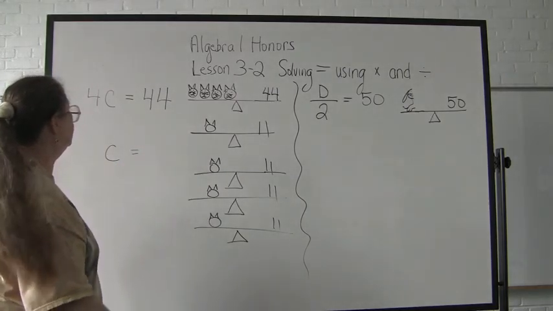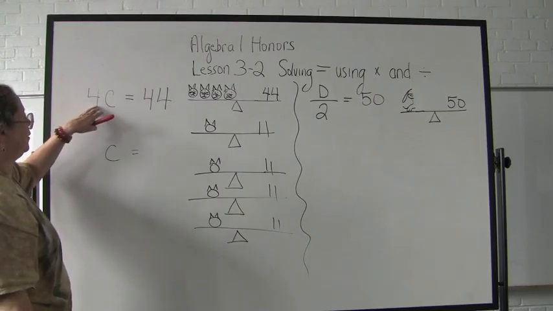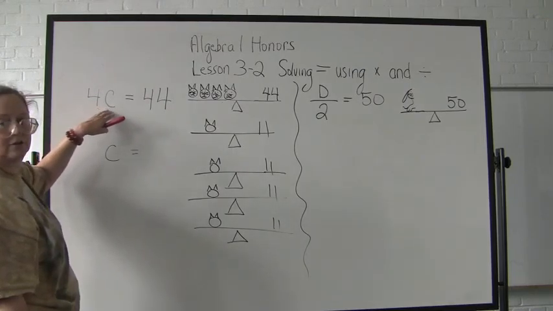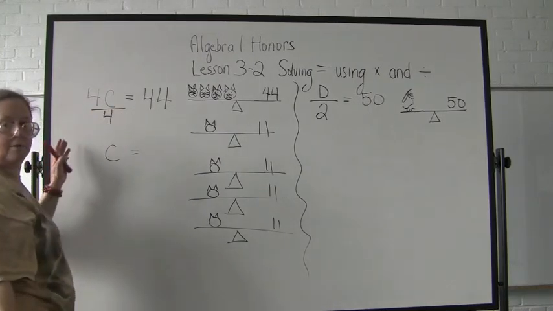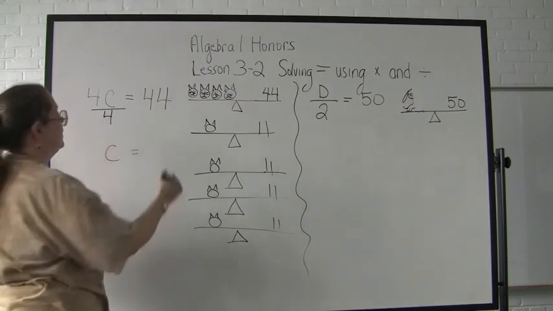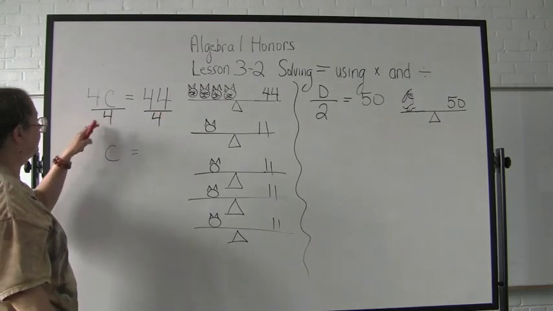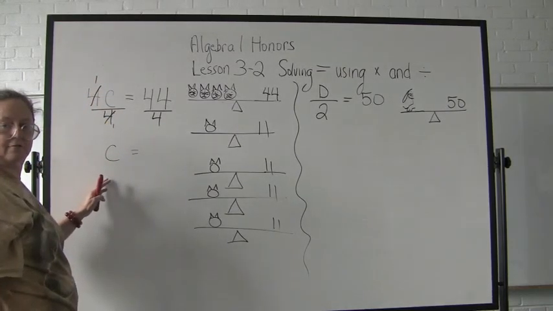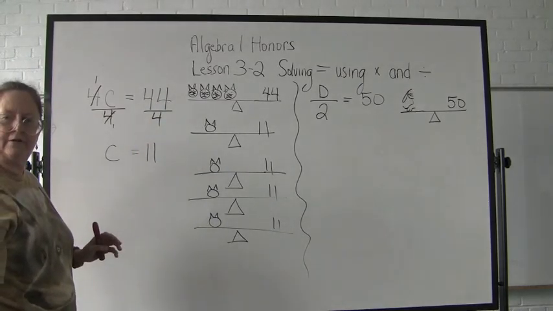Right? So over here, now algebraically, we have 4 times our variable C. We want to undo a multiply here, so we're going to divide by 4. If we divide by 4 on one side, we have to divide by 4 on the other side of the equation. Over here, the 4's cancel. We get 1C that we're left with, and 4 into 44 gives us 11.